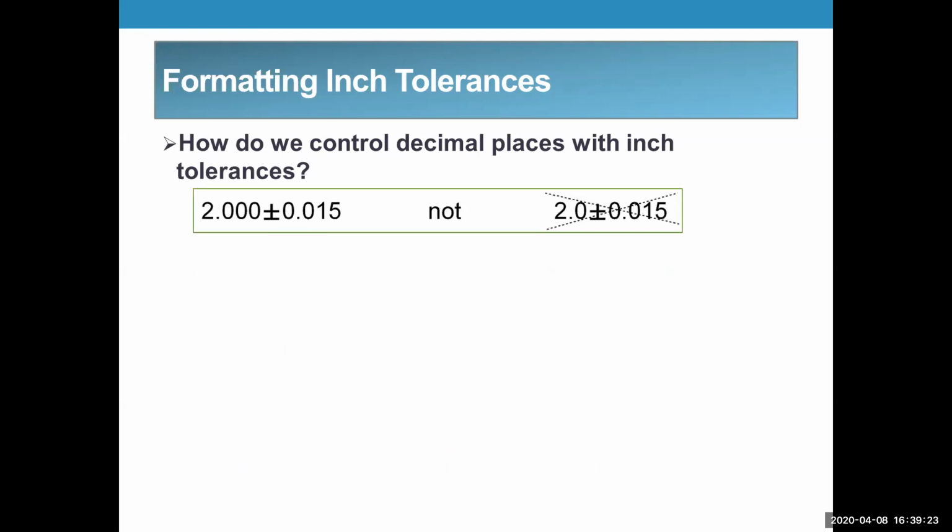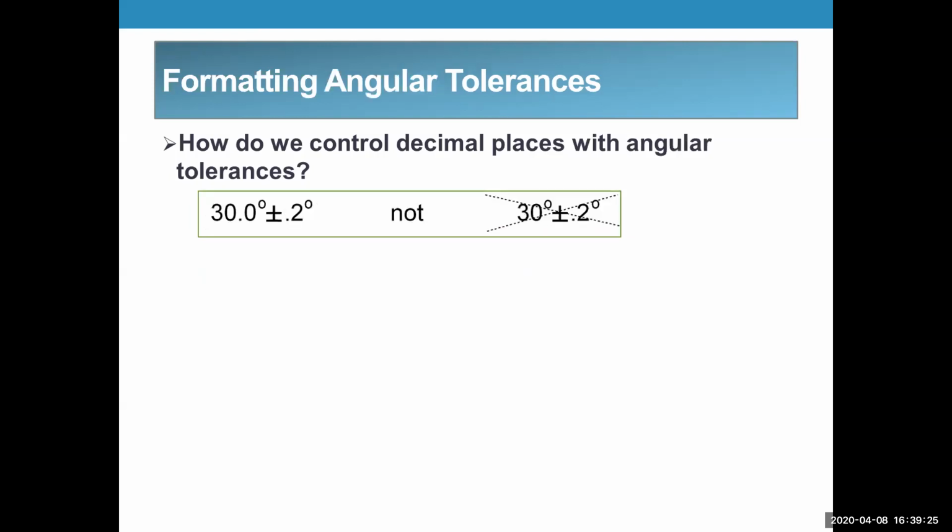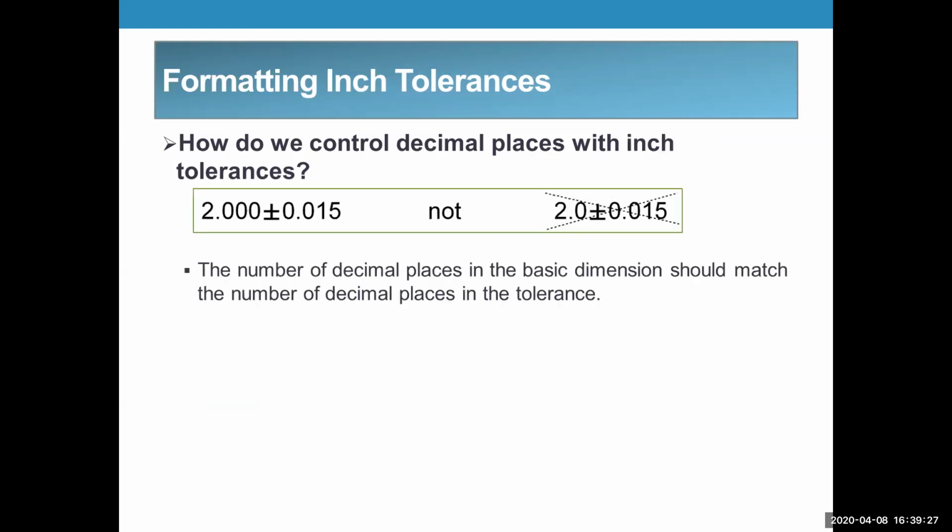How do you control decimal places with inch dimensions, or inch tolerances? I'm sorry. For the last time, the number of decimal places in the basic dimension should match the number of decimal places in the tolerance. You're going to be hearing that in your sleep. We've said it so many times.